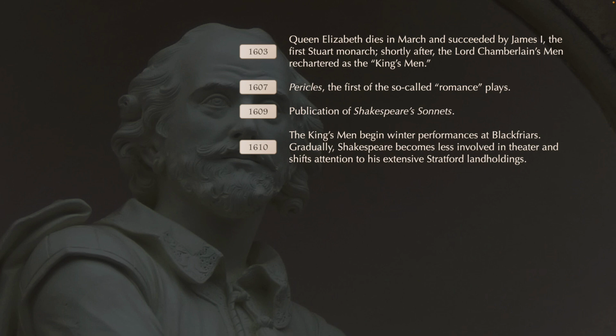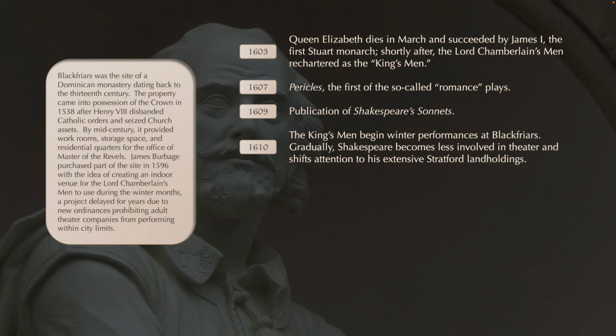And in 1610, the King's Men begin their winter performances at the indoor theater of Blackfriars. So indoor theaters were completely different. They required candlelight, of course. The candles had to be changed periodically during the performance, so plays now began to be divided into acts or intervals. Gradually, at this point, Shakespeare becomes less involved in theater and shifts his attention to his post-playwriting career plans and his extensive Stratford properties.